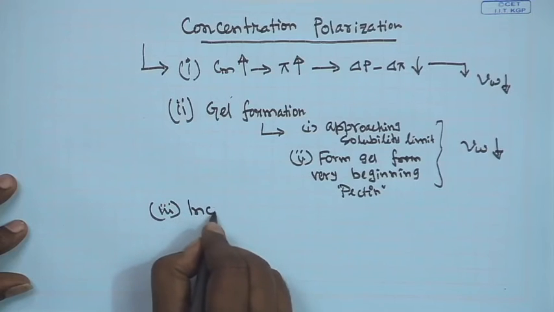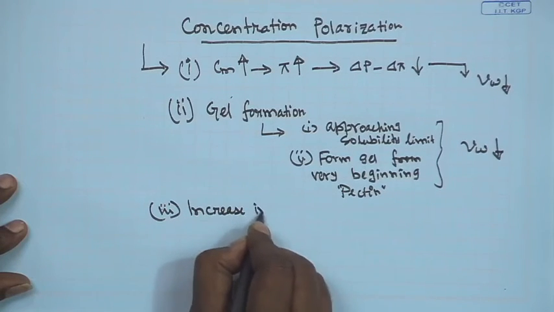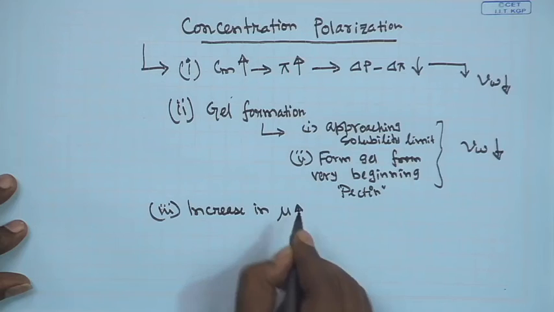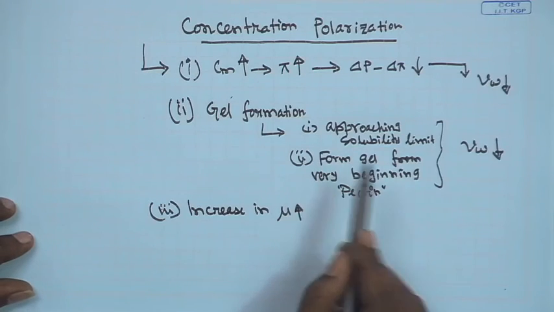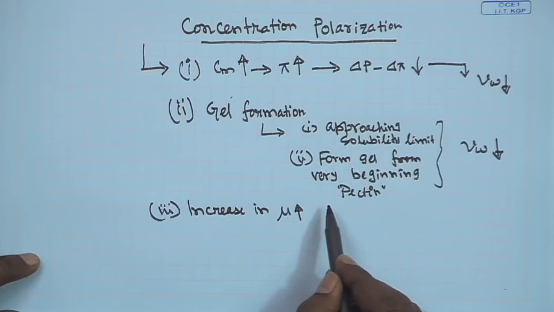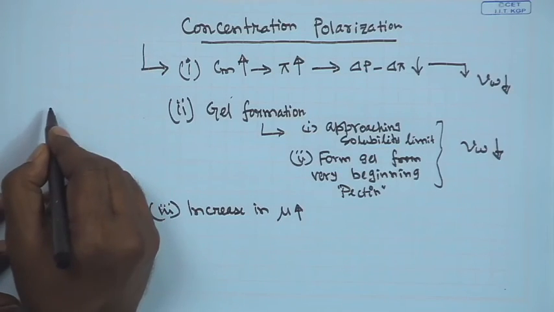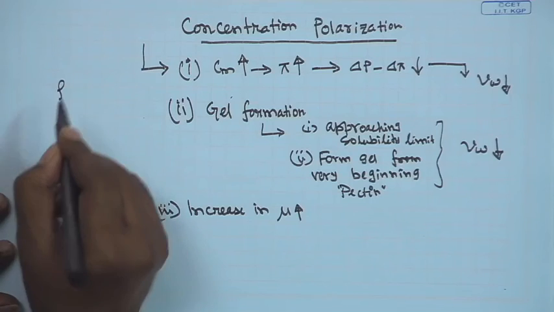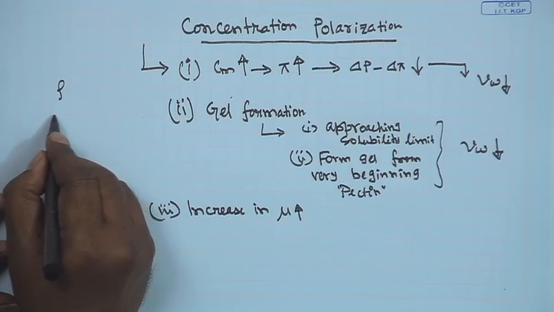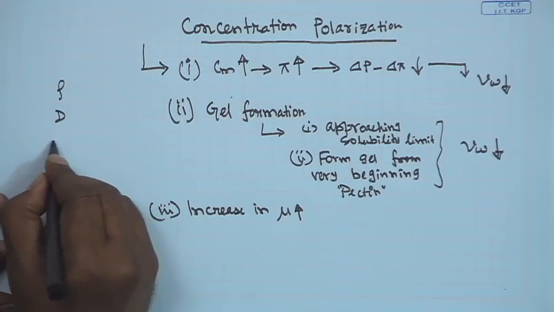The third phenomenon is increase in viscosity. When the concentration polarization increases, the solute concentration on the membrane surface increases tremendously, and therefore the thermophysical properties of the solute in the system may be affected by the increase in solute concentration. What are the typical transport coefficients that appear? There are three transport coefficients: one is density, another is diffusivity, another is viscosity.